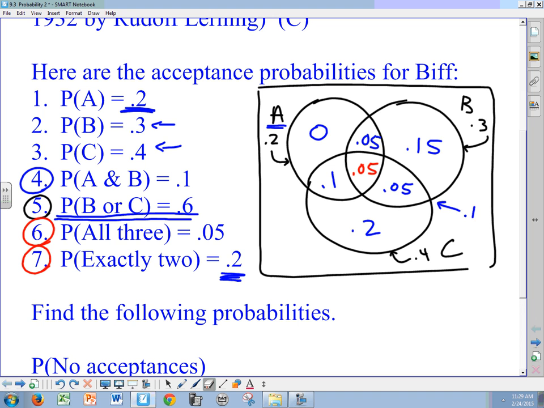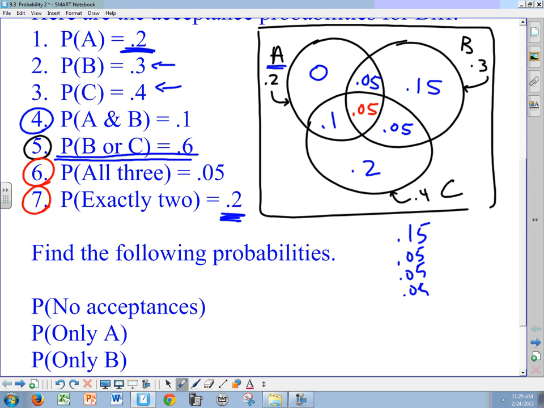I only have one thing to erase, this little thing right here. That doesn't have anything to do with it. Now notice that if I add all of those probabilities up, 0.15 plus 0.05, another 0.05, another 0.05, 0.2, and 0.1, I end up with 0.6 as my answer. That's everything added up. That means the probability that he does not get accepted into any place has to be 0.4, because this model has to add up to one total. All right, so there you go.